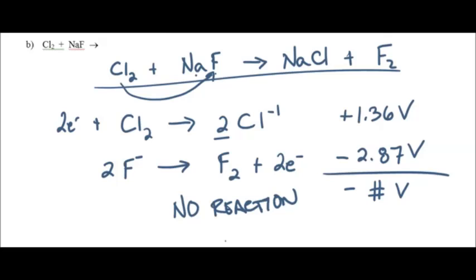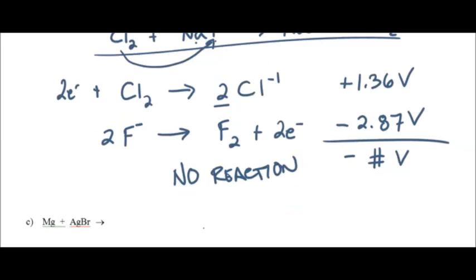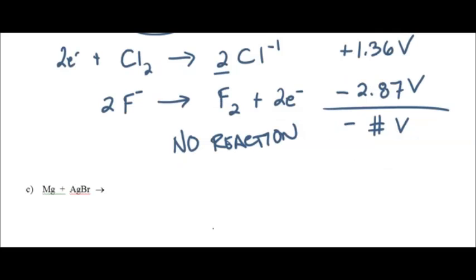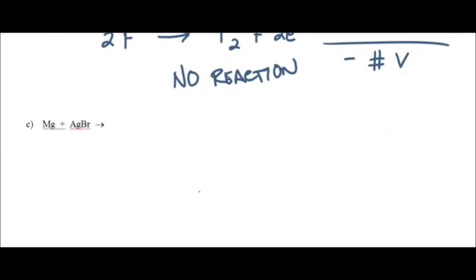All right. Again, positive voltage means that it will be spontaneous. A negative voltage means that we have a positive delta G, which is not good.